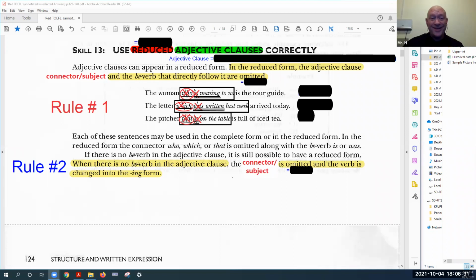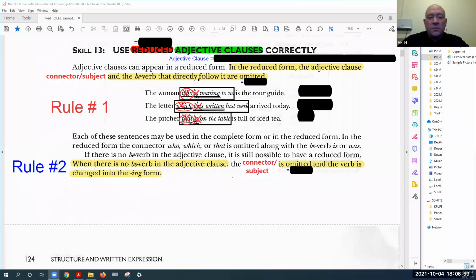Today we're doing the hardest. I think it's the hardest skill in the red TOEFL book. If you can understand this, you can understand all of them. So why don't we start with Alshimari? What's the name of this skill? Skill 13, use reduced adjective clauses correctly.